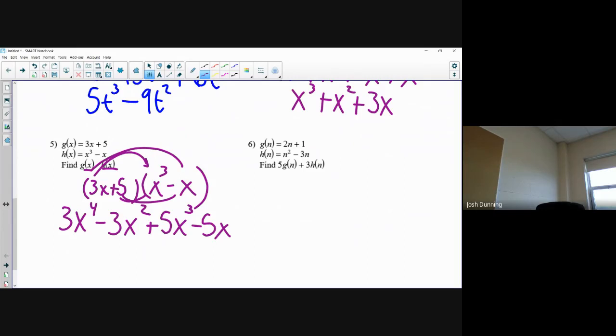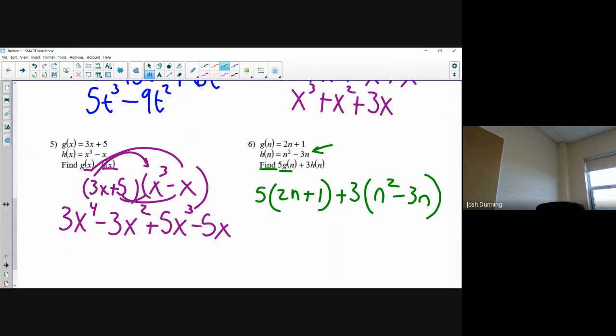Now hopefully this is making sense to you. All we really got to do is just follow what it says. Find 5g. Well, that's 5 times g, plus 3 times h. h is n squared minus 3n. Those were both polynomials. They're both binomials, so I had to use those parentheses.